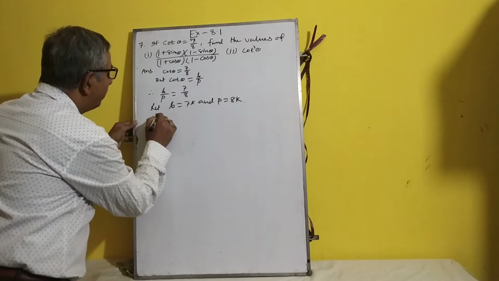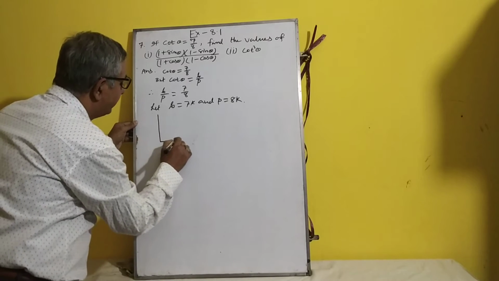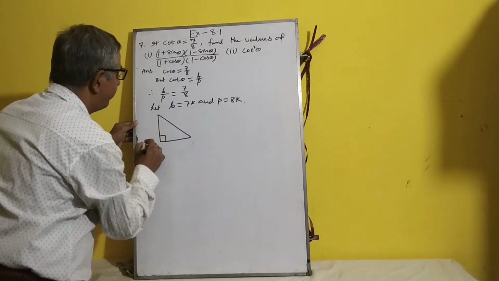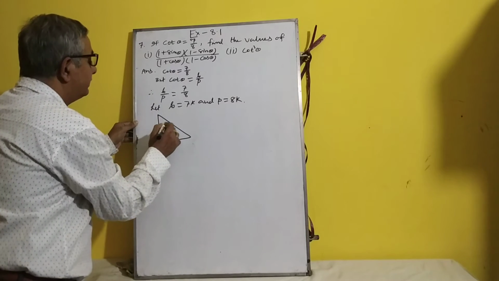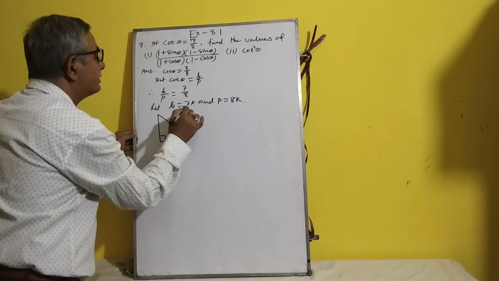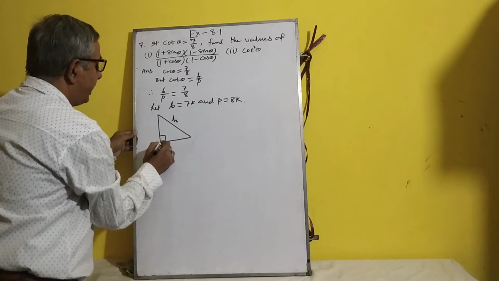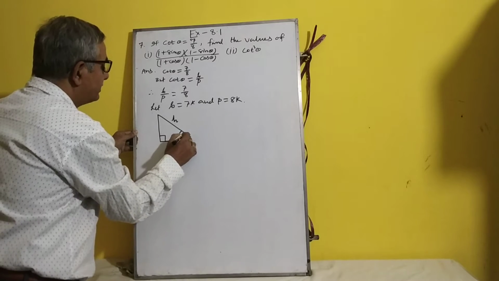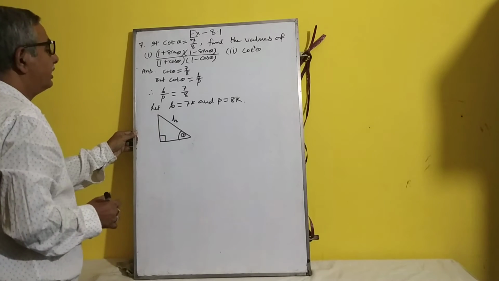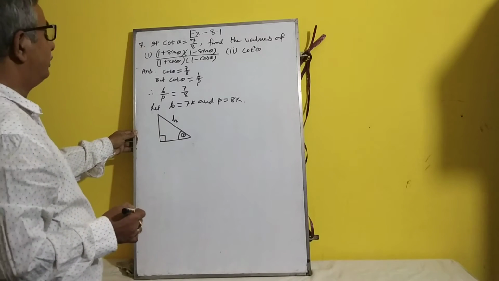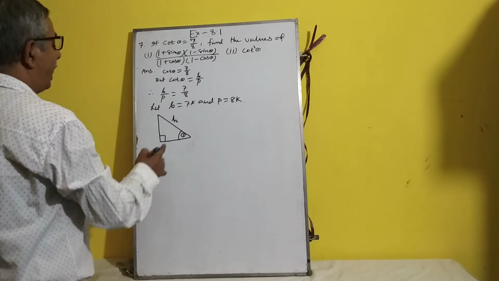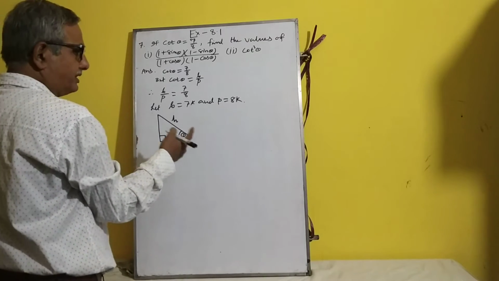You draw a right angle triangle. Right angle triangle means one angle should be 90 degree. And the side opposite to 90 degree is called hypotenuse. Here hypotenuse is not mentioned. You take this angle theta. You may take this angle also. The vertical angle also you can take theta, but it will be easier for you if you are taking theta here.